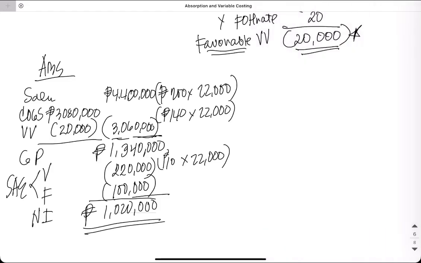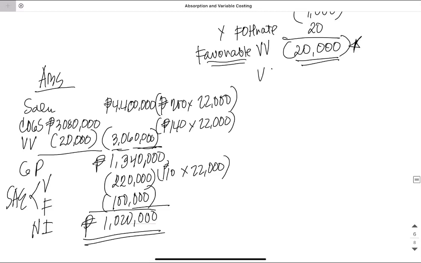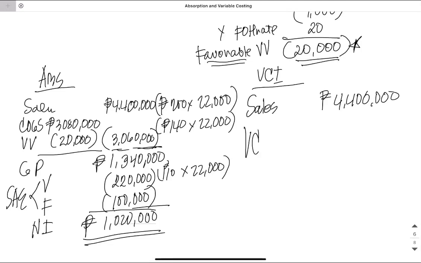Okay, next we compute for the variable costing income. Variable costing income is not affected by volume variance. Only absorption costing income will be affected by volume variance. So you would not see any volume variance item in variable costing income. So your formula will still be the same. For sales, it will still be 4.4 million. Then you have variable cost. This is your manufacturing and selling and admin. So how much?